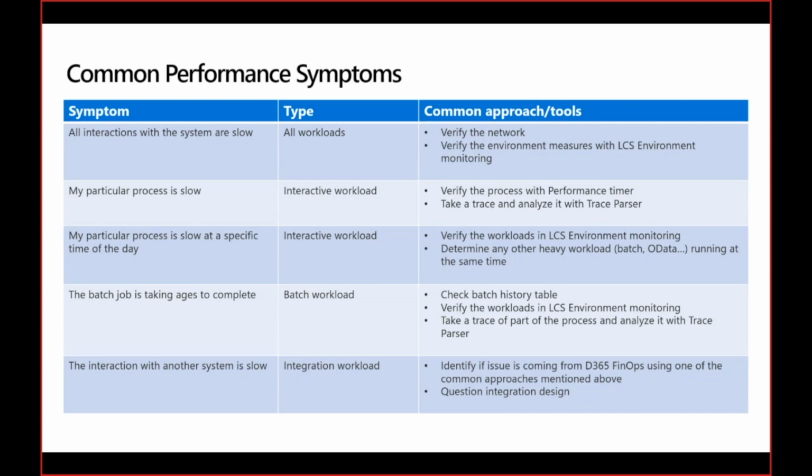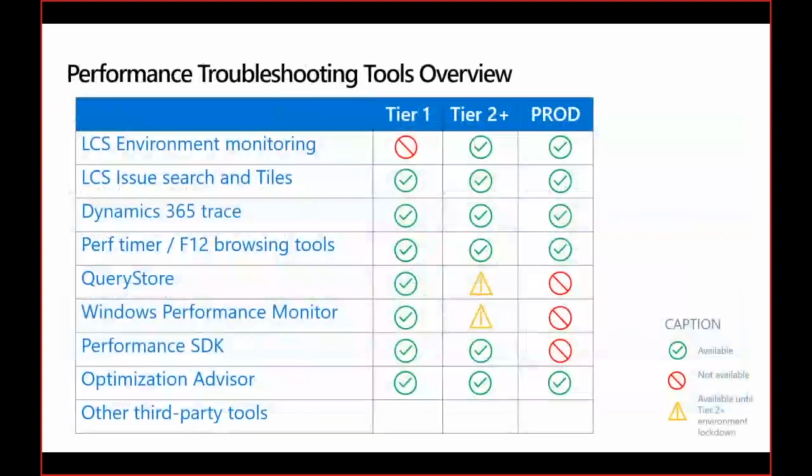And then the last example here is integration, where another system is slow. We see this a lot. First of all, we have to identify if the issue is coming from Dynamics 365 for finance and operations, or maybe it's coming from the other system we integrate with. Once we discover this, we can use similar tuning techniques. We also always have to question the integration design, which could be a wrong design from the beginning, which can lead to serious performance issues. And whatever tuning we try to do, we don't come to an acceptable performance.